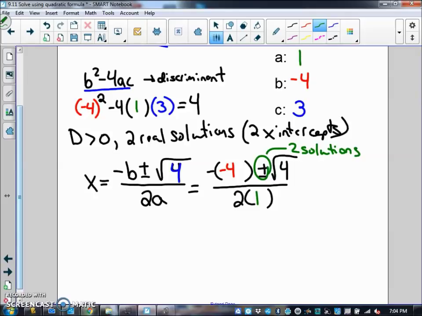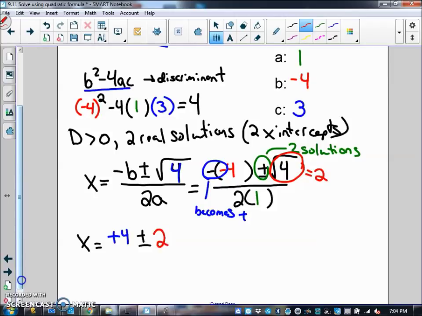This will give me two solutions, okay? Now, before I go put it in my calculator, one other thing I'm going to do is I see that I have two double negatives here. So that becomes positive. And I will end up with a positive 4 plus or minus, well, the square root of 4 is equal to 2. So 4 plus or minus 2 all over 2.